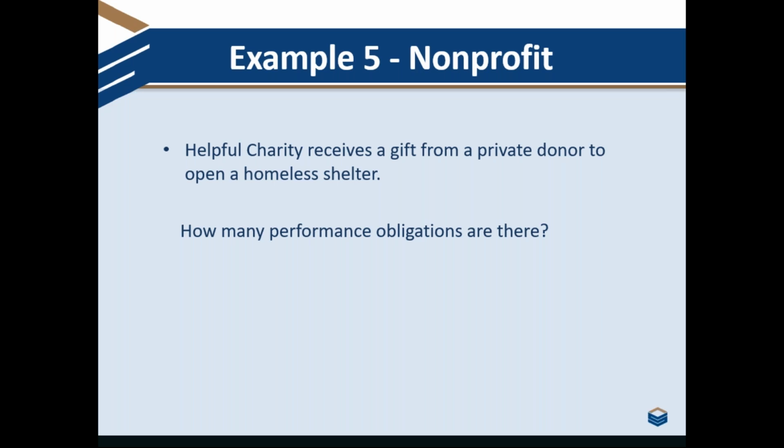Okay. Helpful Charity receives a gift from a private donor to open a homeless shelter. How many performance obligations? How many do you say? Let's see how many they say. Really, I was afraid you were going to go with that. 1. Yeah. So, 1. All right.